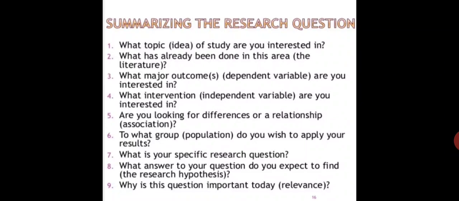Number 5, are you looking for differences or a relationship association? You have to look at your topic. You have to critically evaluate your topic of research, and you have to decide whether you are looking for a difference or a relationship association. For example, if your topic is using a specific strategy for improving listening skills, say for example using smartphone for improving listening skills, here we are trying to find the relationship between these two variables, whether using smartphone for learning is effective or not, does it affect students' achievement or not.